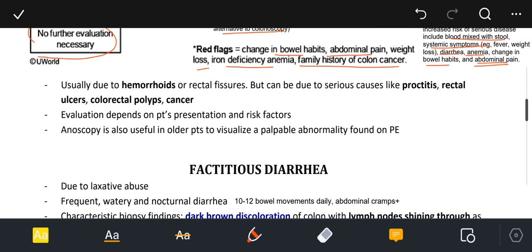Minimal bright red blood per rectum is usually due to hemorrhoids or rectal fissures, but can be due to serious causes like proctitis or rectal ulcers, colorectal polyps, and cancer. Evaluation depends on the patient's presentation and risk factors. Anoscopy is also useful in older patients to visualize a palpable abnormality found on the physical examination.